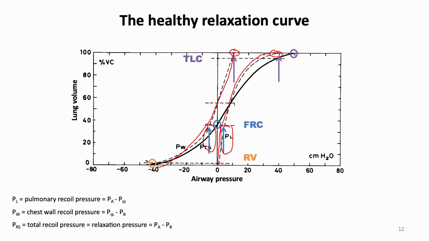recoil pressure. So I hope this makes sense to you, and that this graph at any lung volume shows the competing recoil pressures of the chest wall and the lungs, because at some lung volumes they both want to become smaller. At some lung volumes only the lungs want to become smaller, and at others again only the chest wall wants to expand.